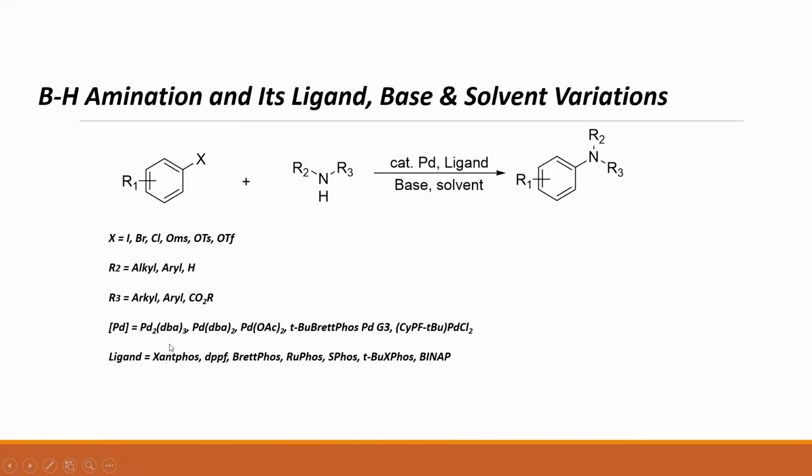Here are some commonly used reagents shown here. For example, the palladium can be Pd2(dba)3, Pd(dba)2, or palladium acetate, etc. And the ligand can be XPhos, DPPF, BrettPhos, RuPhos, and SPhos, etc.